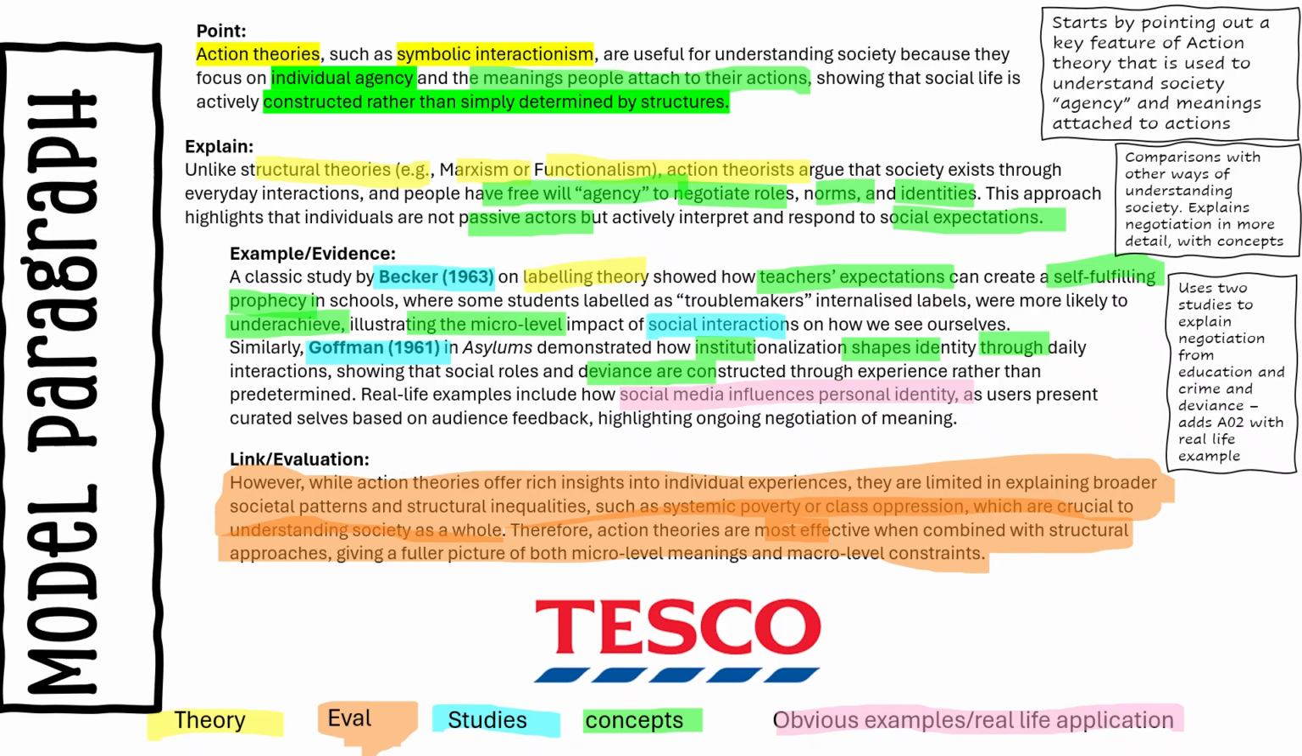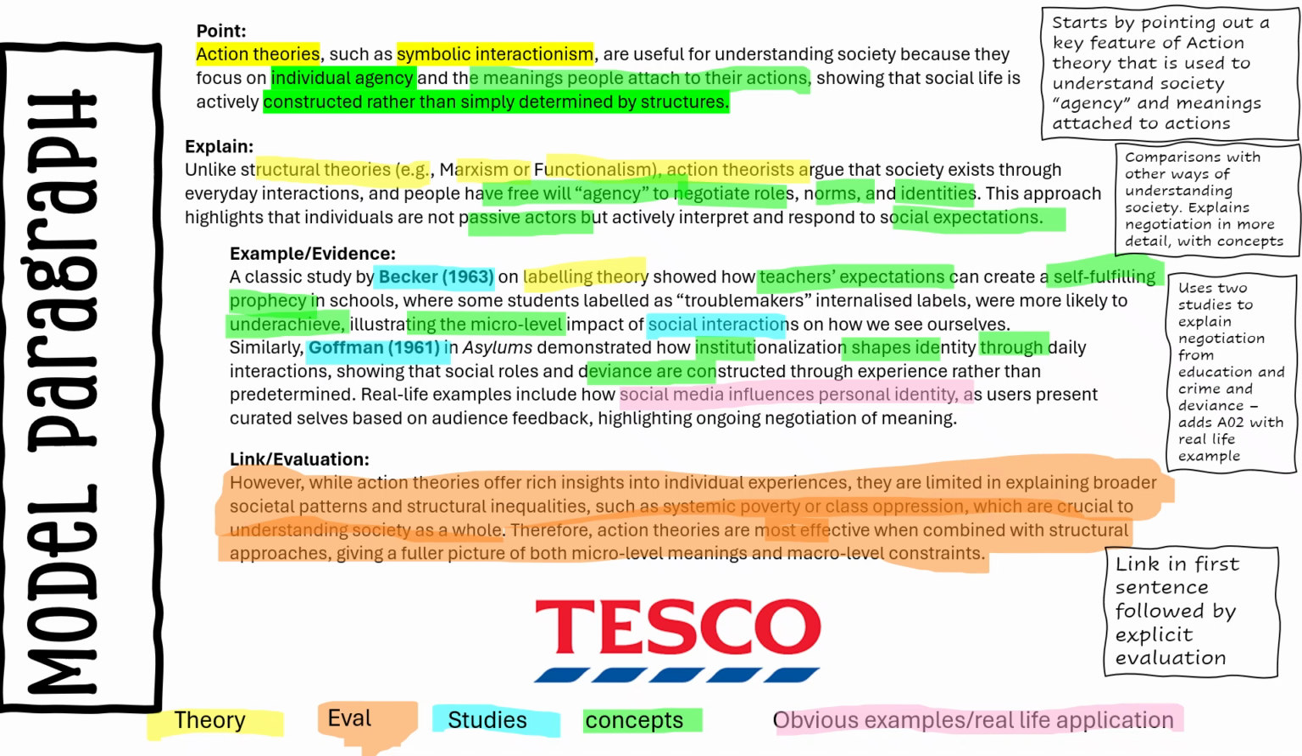So I've given examples of inequalities that seem to be a pattern, a trend. So I've put systematic poverty, class oppression, which are crucial to understanding society as a whole. Therefore, action theories are most effective when combined with structural approaches, giving a fuller picture of both micro-level meanings and macro-level constraints. So overall, my key point that I wanted to make was people have agency.